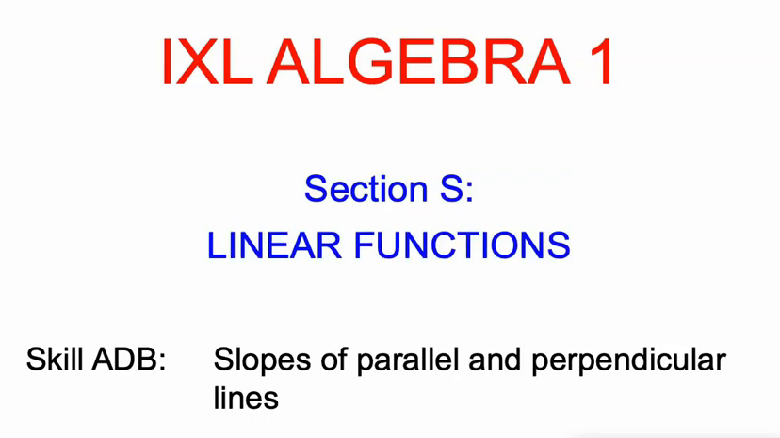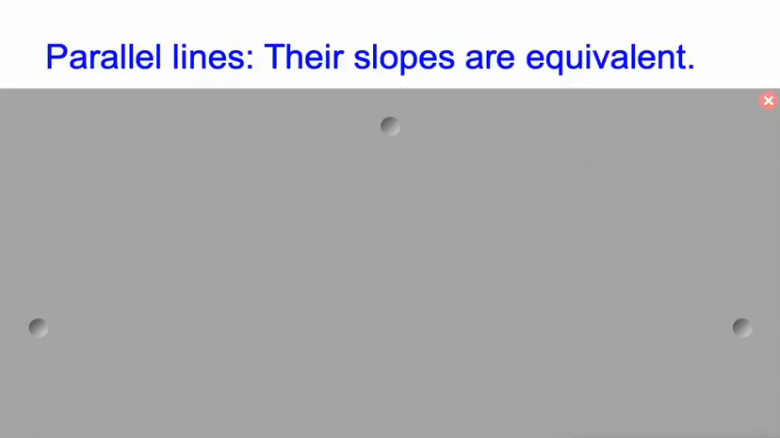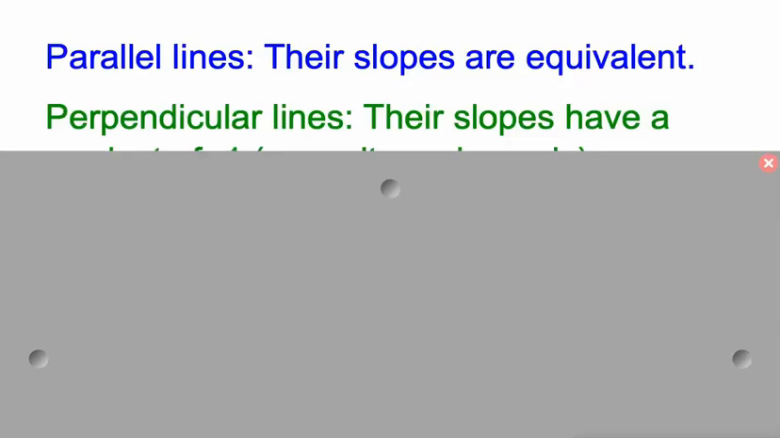Section S of IXL Algebra 1 skills, dealing with slopes of parallel and perpendicular lines in this video. Okay, well, parallel lines, their slopes are equivalent. That shouldn't be tough for us to identify. The same exact rise, the same exact run.